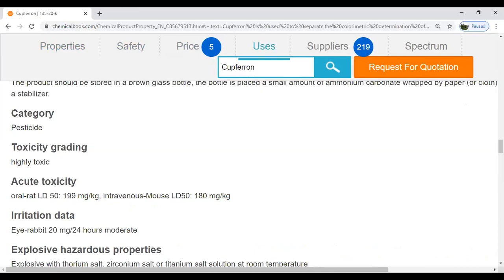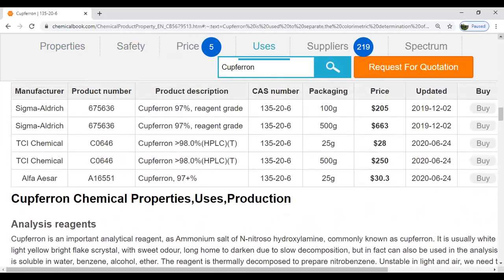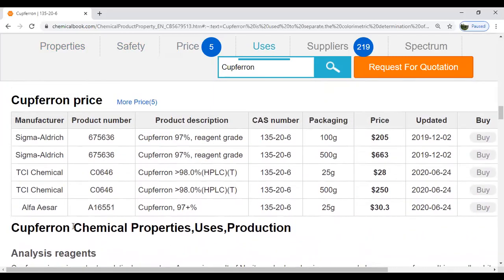Let's see some other information I missed. There are several manufacturers: Sigma Aldrich, TCI Chemical, and Alfa Aesar, with the same product name. The same company, but different mass. So if you are purchasing 100 grams, then it will cost you $205. Okay. So in a straight way, 1 gram will cost you $2. Here 25 grams will cost you $30.